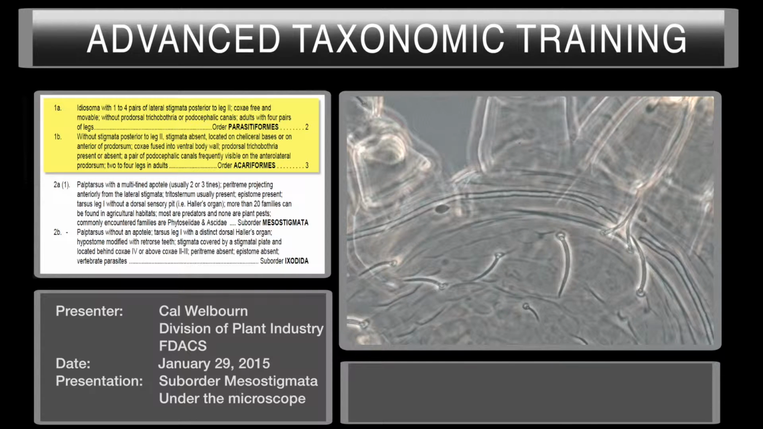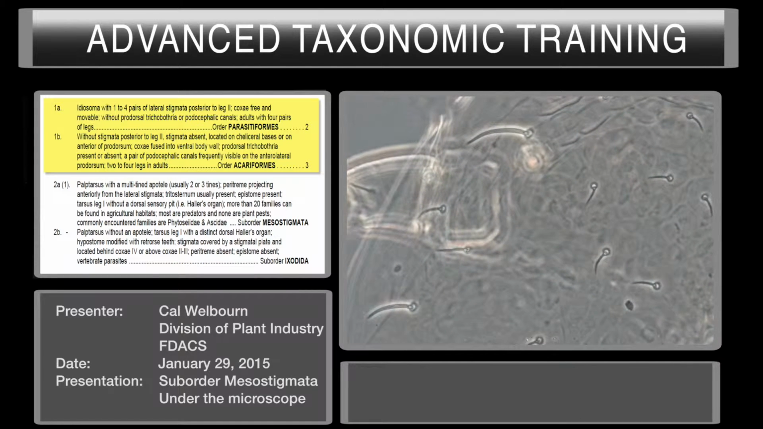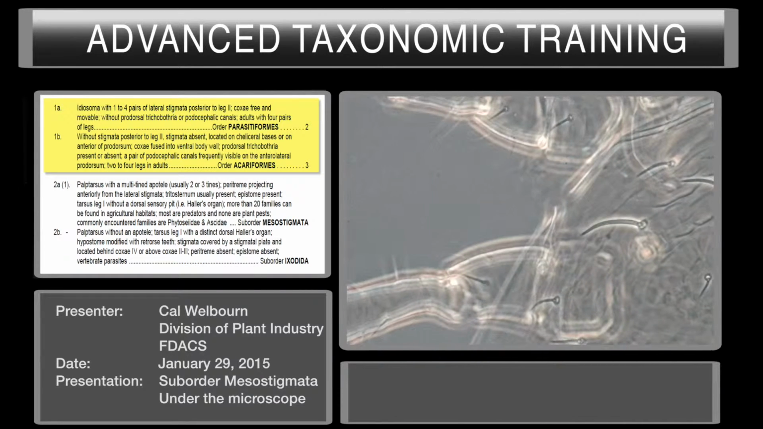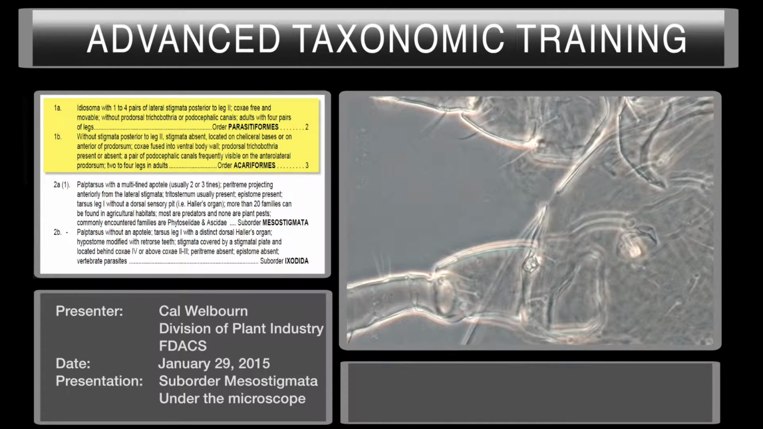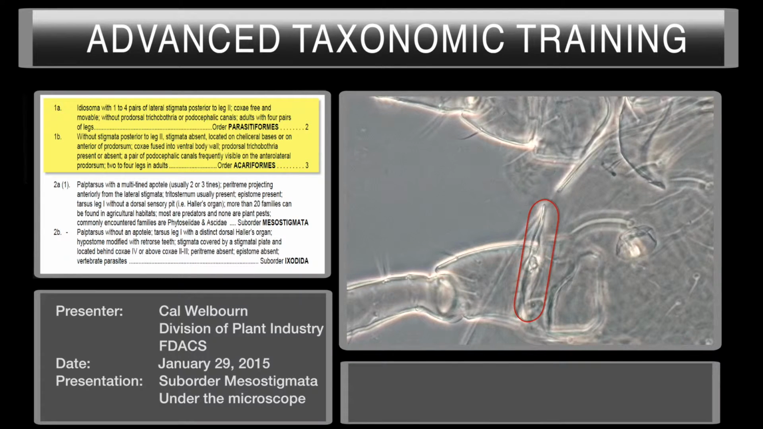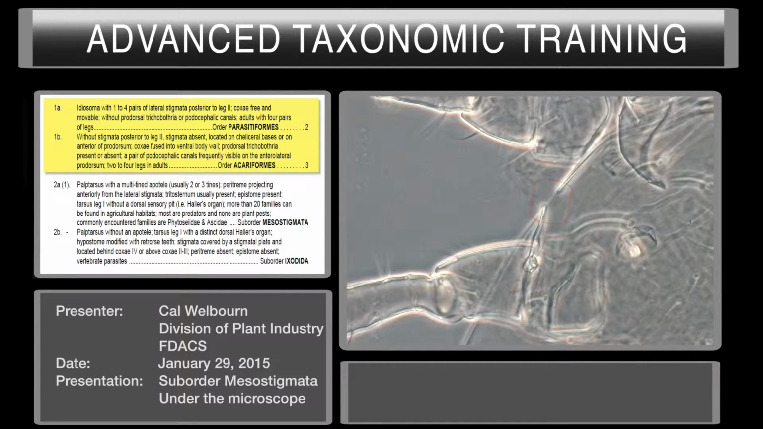Okay, starting at couplet 1, we're going to look for the lateral stigmata, 1 to 4 pairs of lateral stigmata, posterior to leg 2, versus stigmata being in the anterior end near the gnathosoma. And there's your lateral stigmata right there, with a peritreme that goes anterior. There's a break in it there, that's for mounting, that's not the specimen.